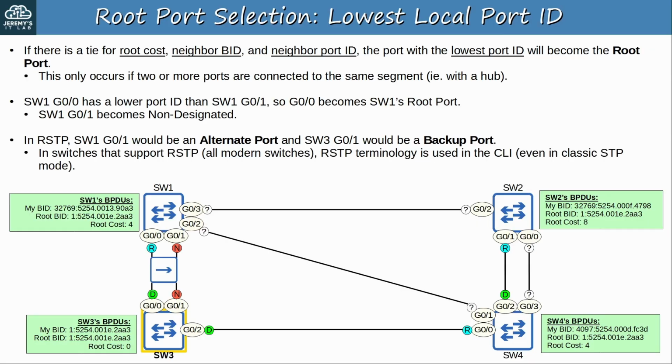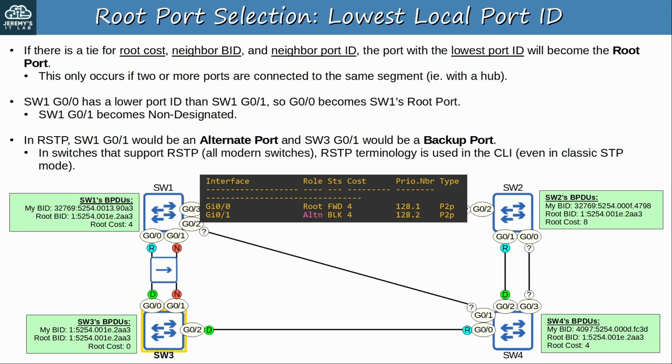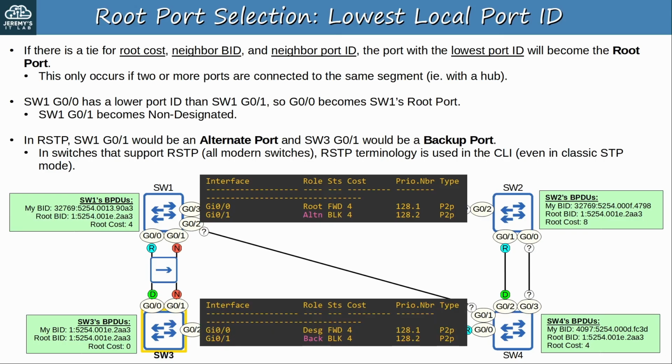In switches that support RSTP, which is all modern switches, RSTP terminology is used in the CLI, even in classic STP mode. As you can see here, switch 1 G01 is listed as alternate, and switch 3 G01 as backup. I will cover the alternate and backup port roles more in the rapid spanning tree section of the course, so for now, I'm just calling them non-designated.